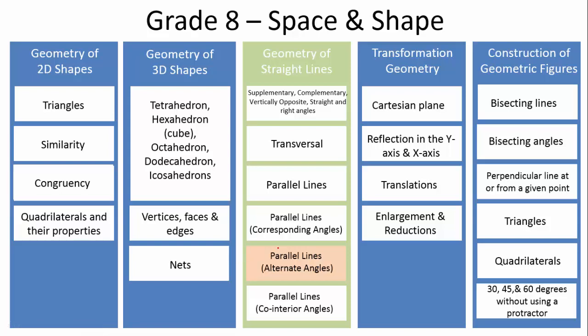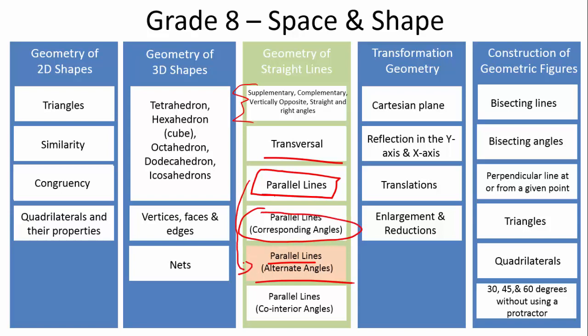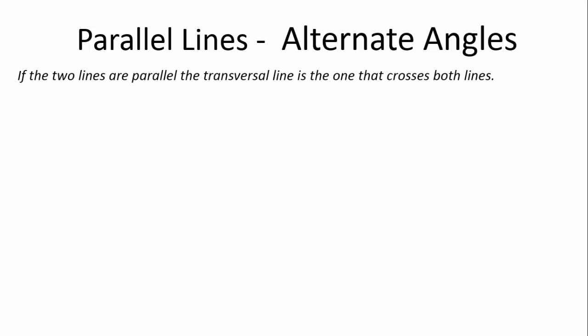Okay, grade 8, we're now going to be doing parallel lines, alternate angles, right? It's very important to know what we have done in the previous videos, especially the introduction to parallel lines, what a transversal line is, what the different types of angles are, and we previously did corresponding angles. Now we're going to do alternate angles, another type of angle you get when a transversal line crosses parallel lines. If two lines are parallel, the transversal line is the one that crosses both of them, right?